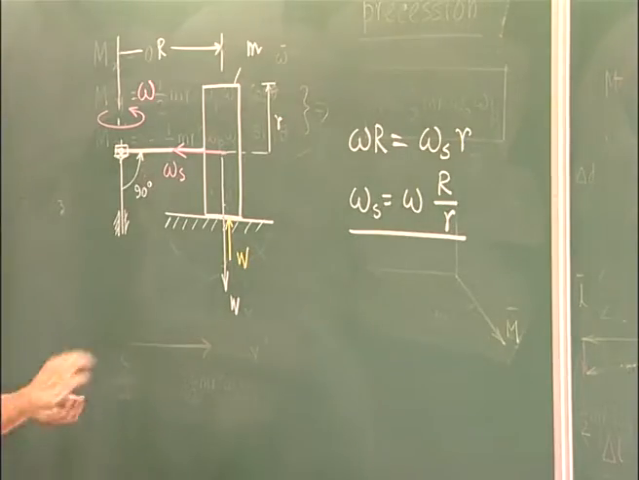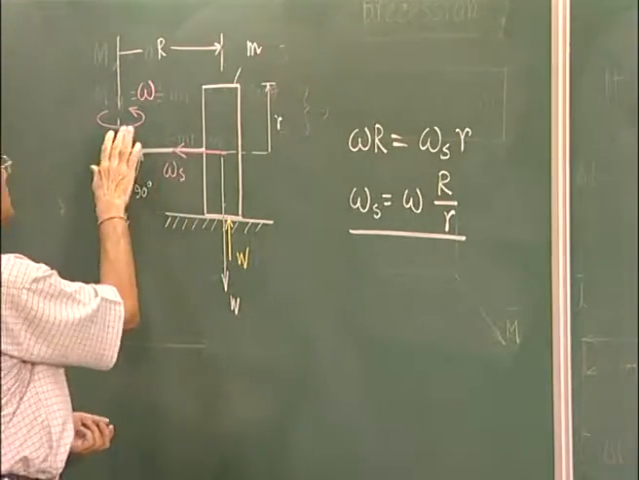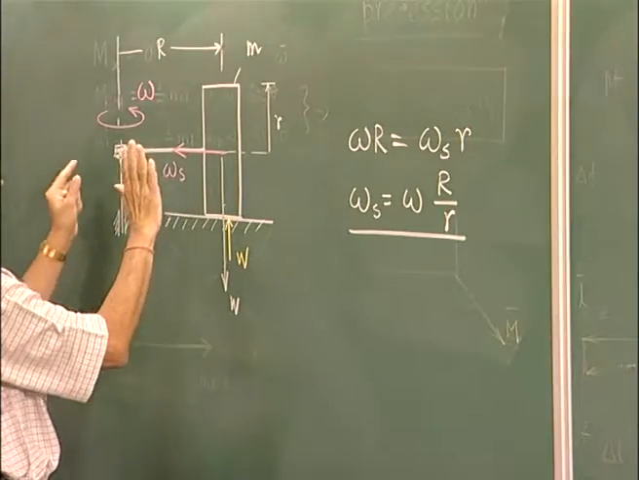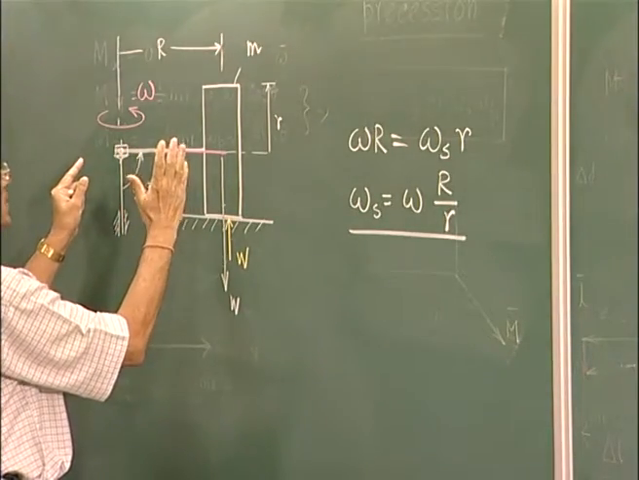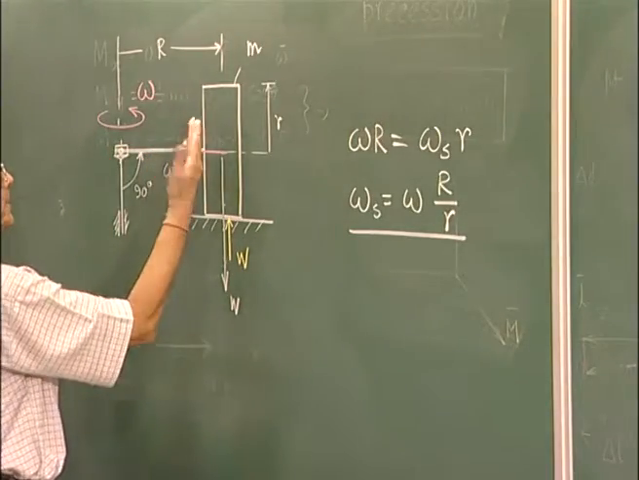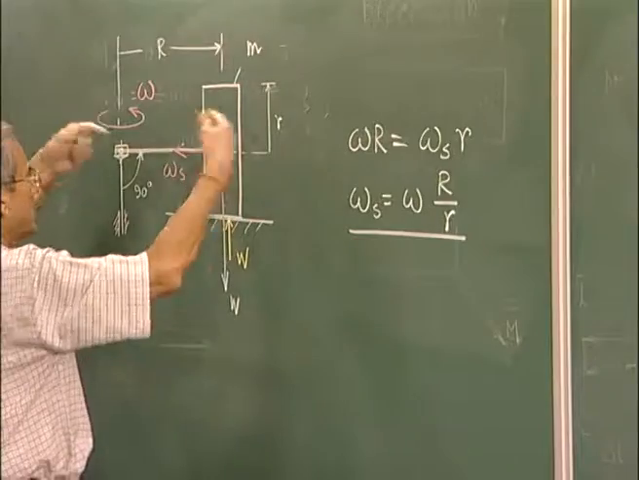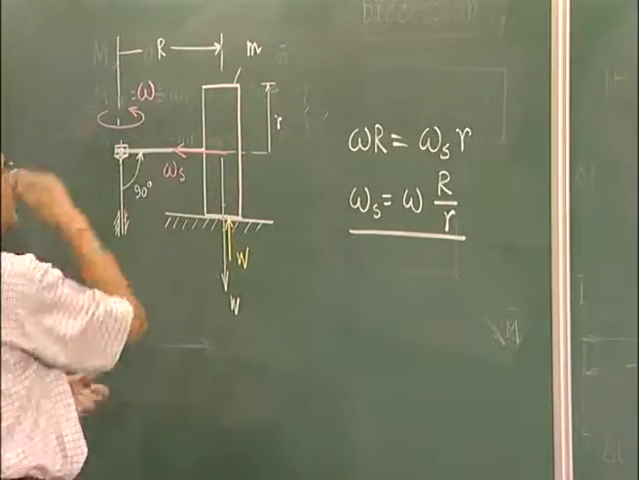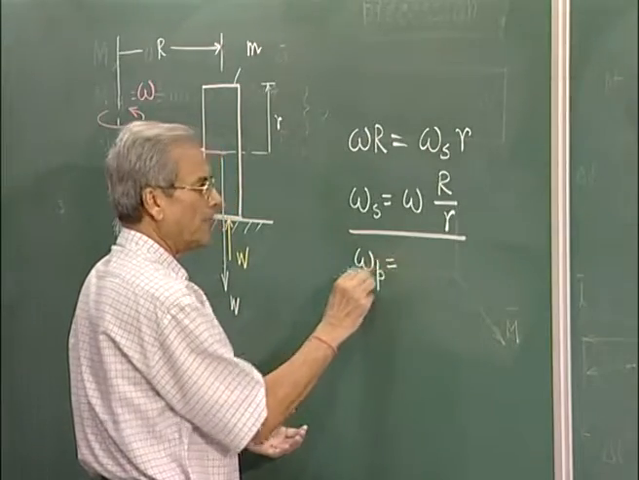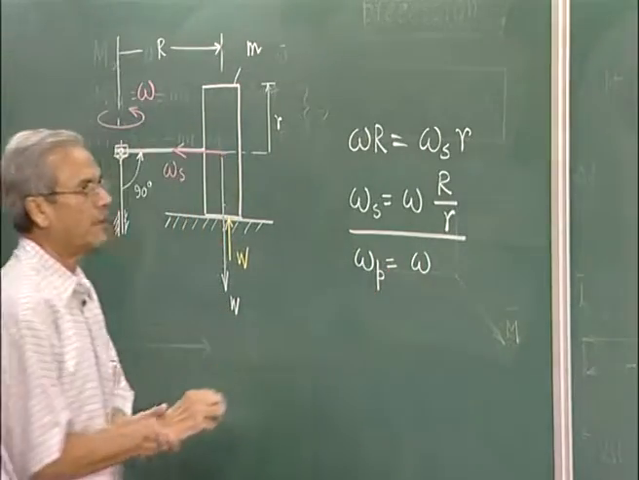At the same time, we find that its orientation is changing with the same angular velocity omega. So if it is now here, after some time it will be like this, and after some more time it will be like this. So this whole plane of the disc, or the axis about which it is spinning, is rotating with this angular velocity. So omega p, or the precessional velocity, will be simply omega.